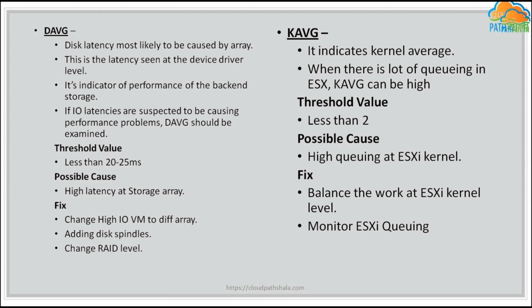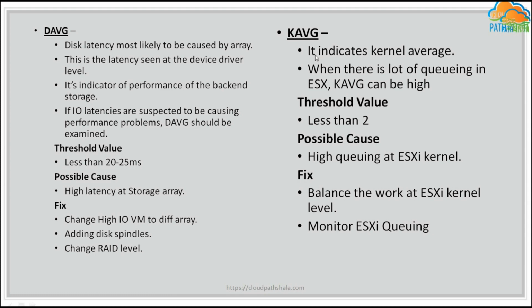So guys, for high latency issues, you're going to look at the DAVG. That's the commands, the VM kernel commands, which have been passed on to the array, but the array is not processing those requests at the same time. So it creates the bottleneck. The commands sent to the array but not processed on time show a delay of 20 to 25 milliseconds. That is the latency you want to check when this value is high.